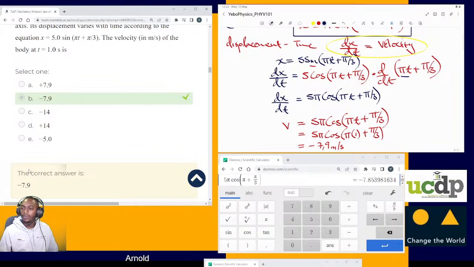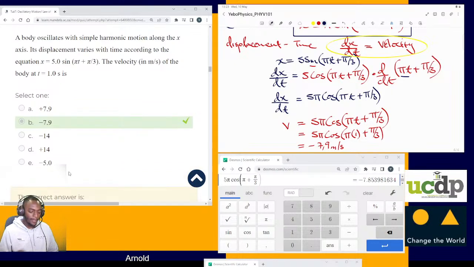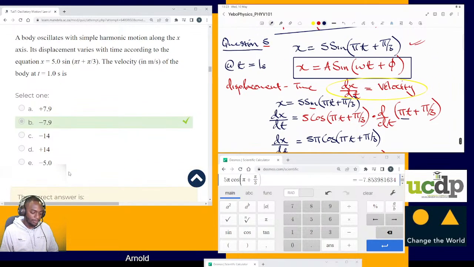All right, so that is how we're supposed to work it out. So basically we just differentiated that expression to get the velocity time expression, which we can then use to calculate the velocity.